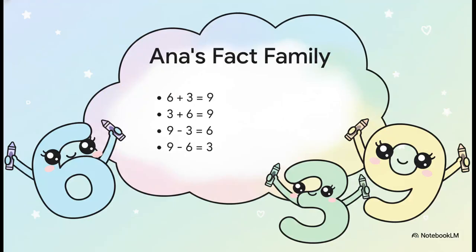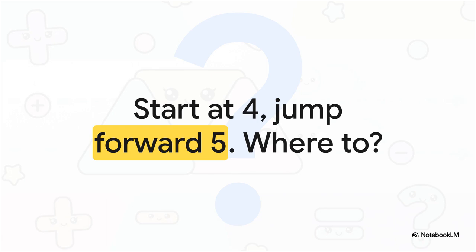Now, let's take Anna's numbers, which are 6, 3, and 9, and build her very own fact family to show off our combined skills. We have our forward jumps. 6 plus 3 equals 9, and 3 plus 6 equals 9. And then we have our backward jumps. 9 minus 3 equals 6, and 9 minus 6 equals 3. Do you see how all our magical tools work perfectly together? It's pretty incredible. Here's your next challenge.